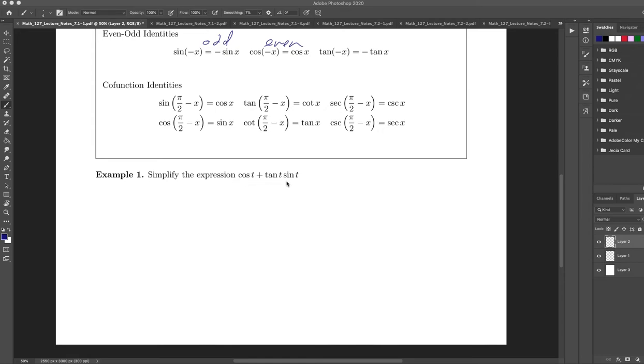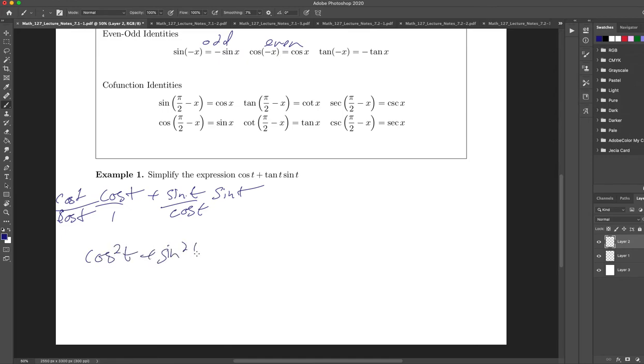If I want to simplify this expression, I don't know what to do, so I'm just going to convert everything to sines and cosines. Here I'll have cosine of t plus sine of t over cosine of t times sine of t. If I want to add them together, I need to make them have the same denominators. This has cosine, this has a 1 for a denominator. So I'm going to multiply by cosine t over cosine t, because anything over itself is 1. This gives cosine squared plus sine squared all over cosine of t.